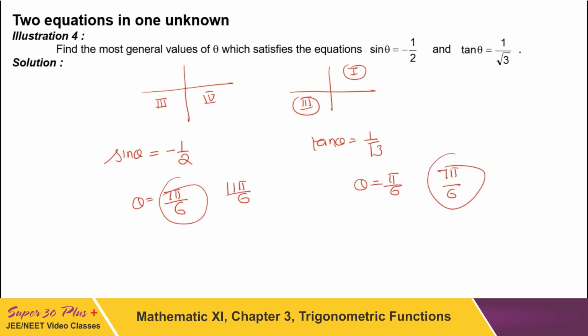We find the value of the common angle, then the required general solution is theta is equal to 2n pi plus 7 pi by 6. This is the solution of both these equations. It means for different values of n, we get different theta, and that theta will satisfy both equations simultaneously. These are two equations in one variable.